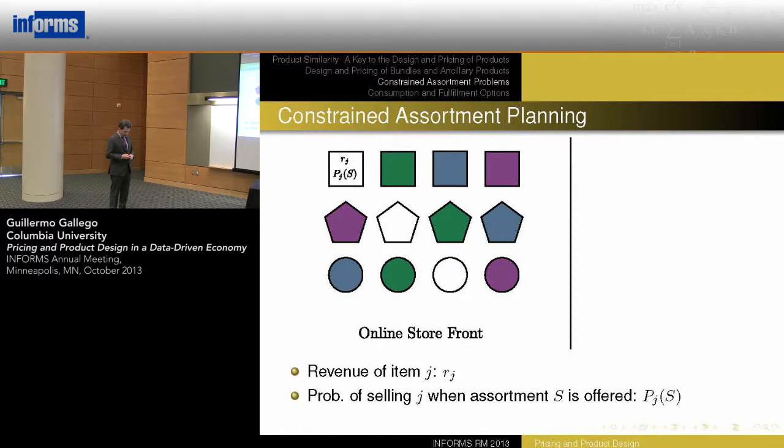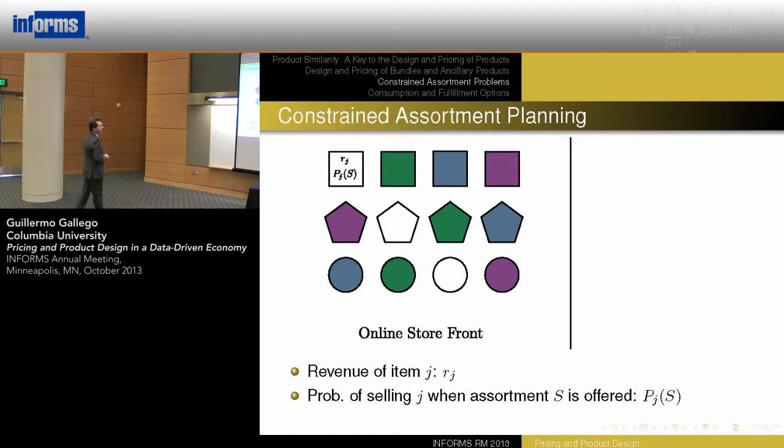You can imagine that you have a set of products. Each product brings a certain revenue or reward. You can think of it as a profit contribution. I'm just going to use revenue for short. And for each product, there's a certain probability of selling the product depending on what assortment you offer. So presumably, the larger the assortment is, the more product j is competing with a larger set of alternatives, and usually that probability would go down.